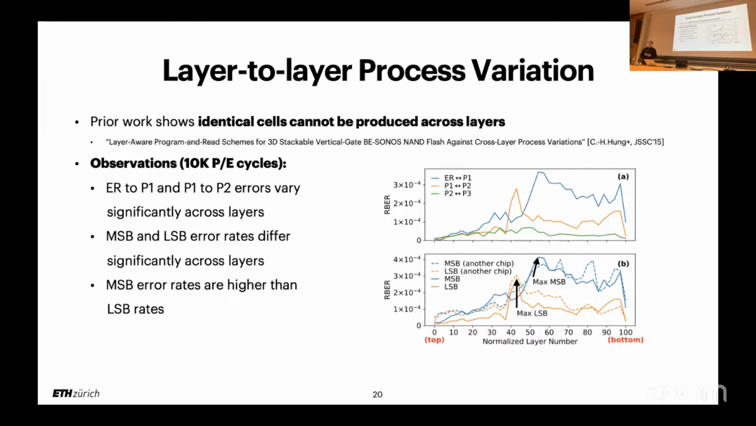Yeah. They don't really go into detail. They don't really talk about that in the paper. But what I can say is that the normalized layer number, this is just basically scaled. So in reality, they have 30 to 40 layers in the chips. But yeah, they don't really say how exactly they get this. So yeah.